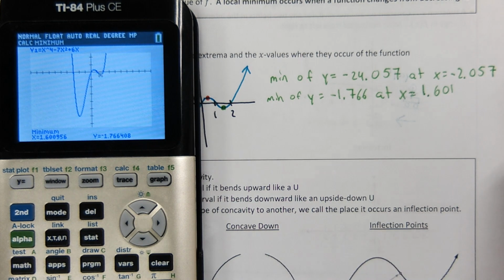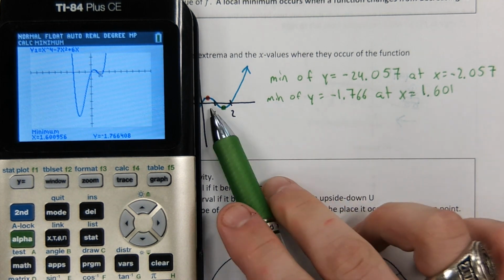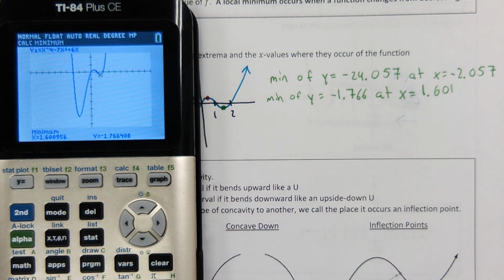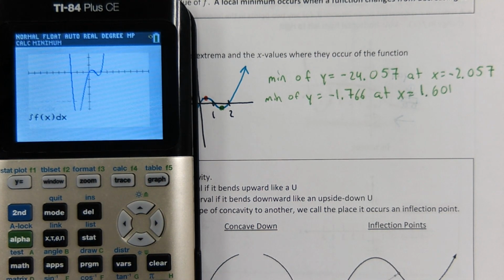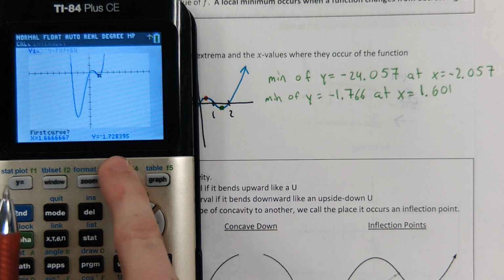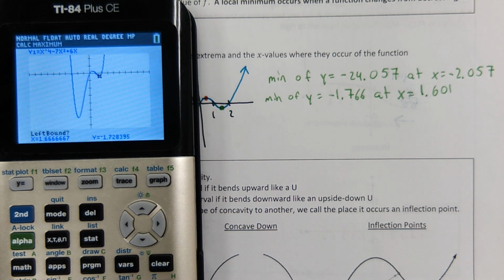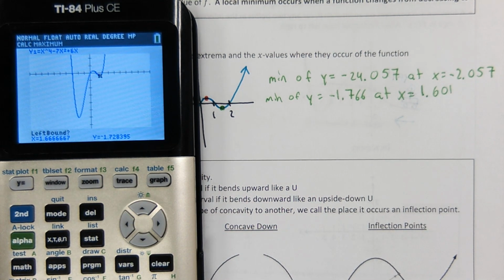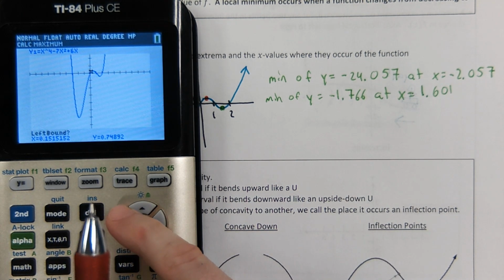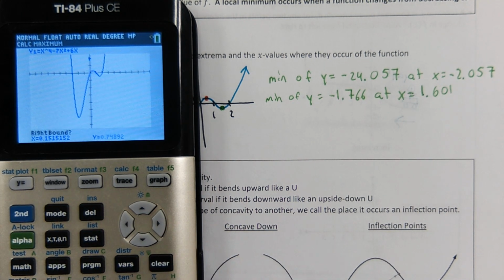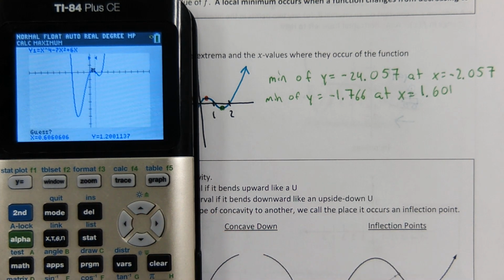And then lastly, that maximum value that's happening right there in red, second trace maximum. And the nice thing about that is it's the same instructions, left, right, guess. So to the left of the bump, to the right of the bump, in between those lines, and we found our maximum.